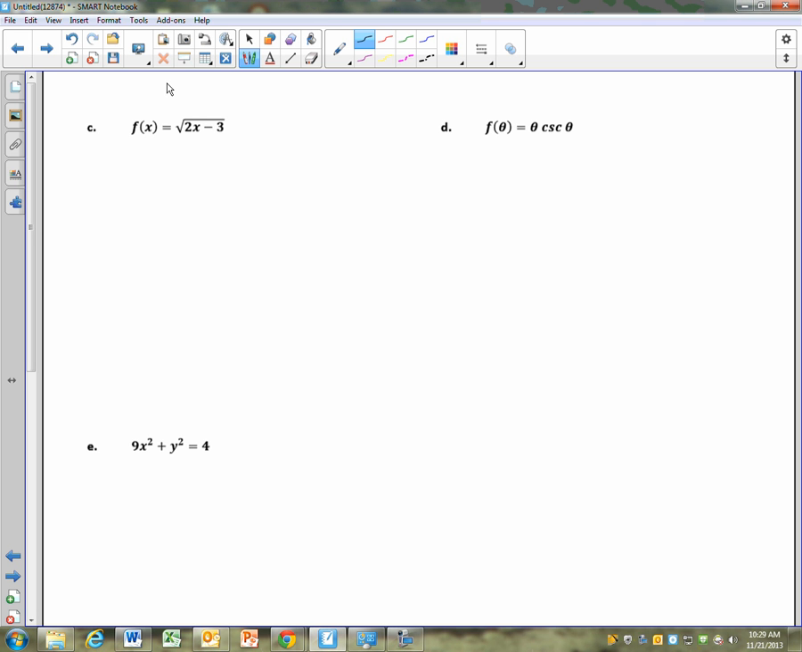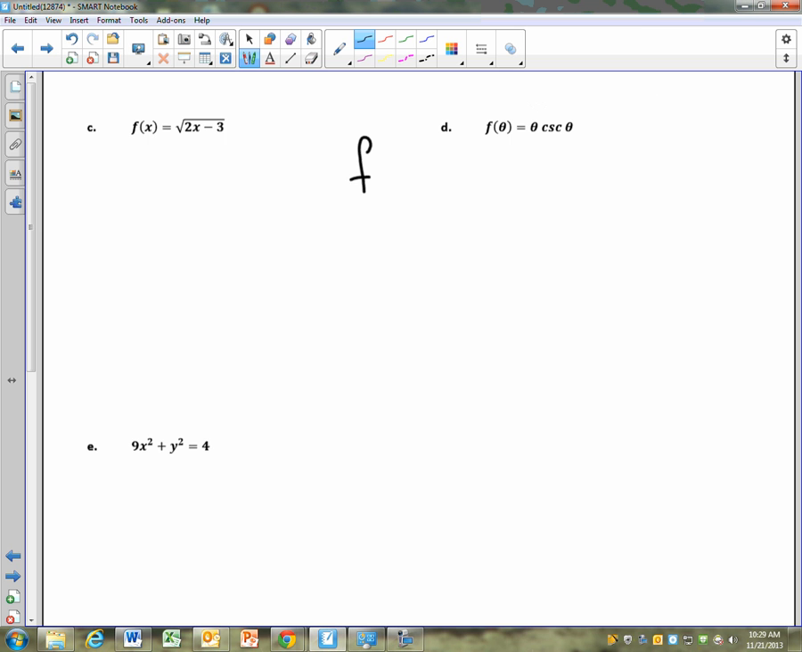Now we got f of theta equals theta cosecant of theta. If you're going to find the derivative of this, what do you have to use? Product rule. If you had theta cosecant of, say, 2 theta, then you'd have to do the chain rule too. But we do know what the derivative of cosecant is. You have that memorized. Right. Negative cosecant cotangent.